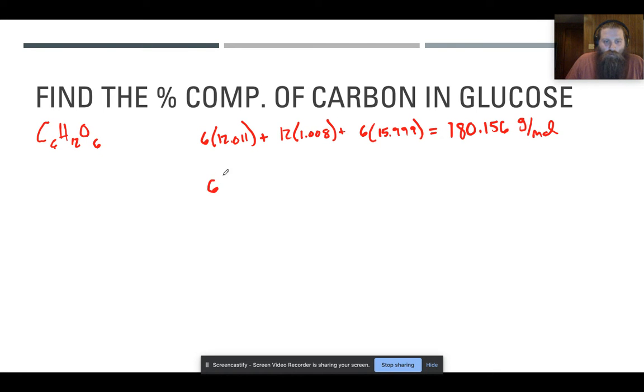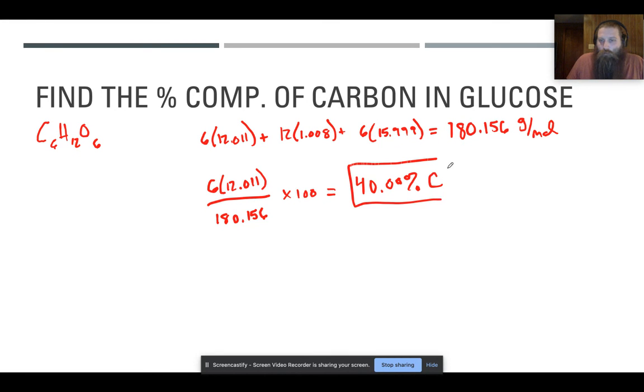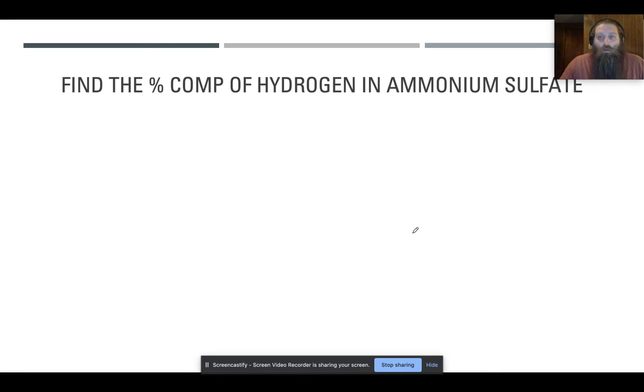All right, so now we're just going to say 6 times 12.011 over 180.156 times 100. And that's going to give us carbon. So 6 times 12.011 divided by 180.156 times 100 is 40.00% carbon. Now, because the question only asked me to find carbon, that's where I stop. That would be my answer. I don't want to do the rest of them and box them in. They would be incorrect.